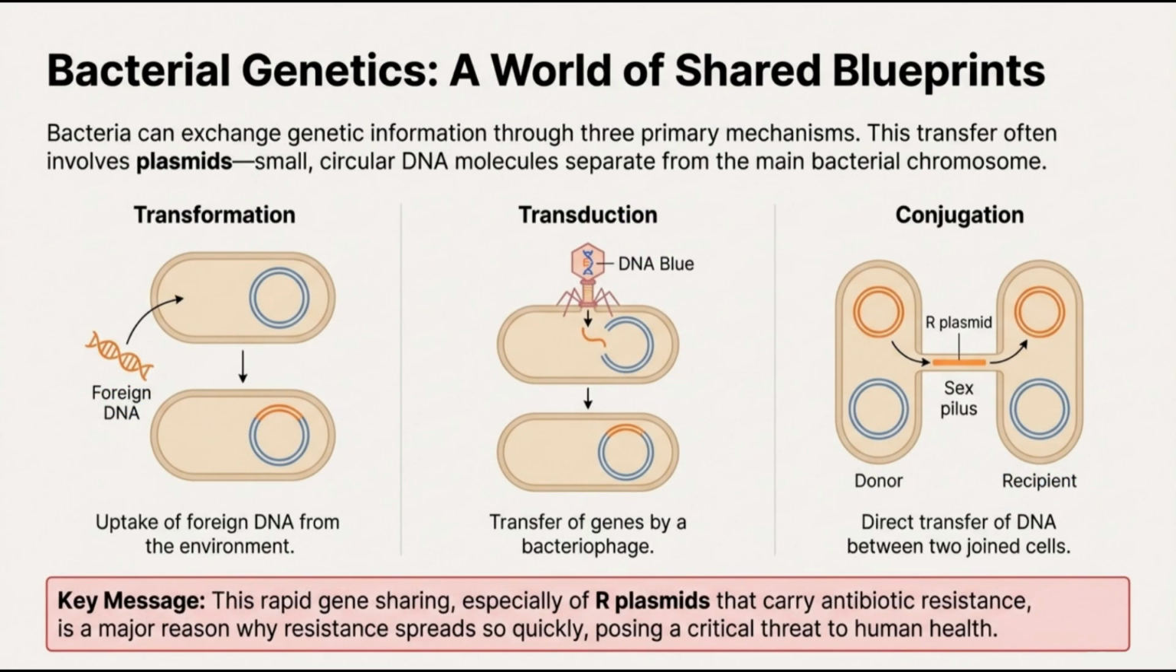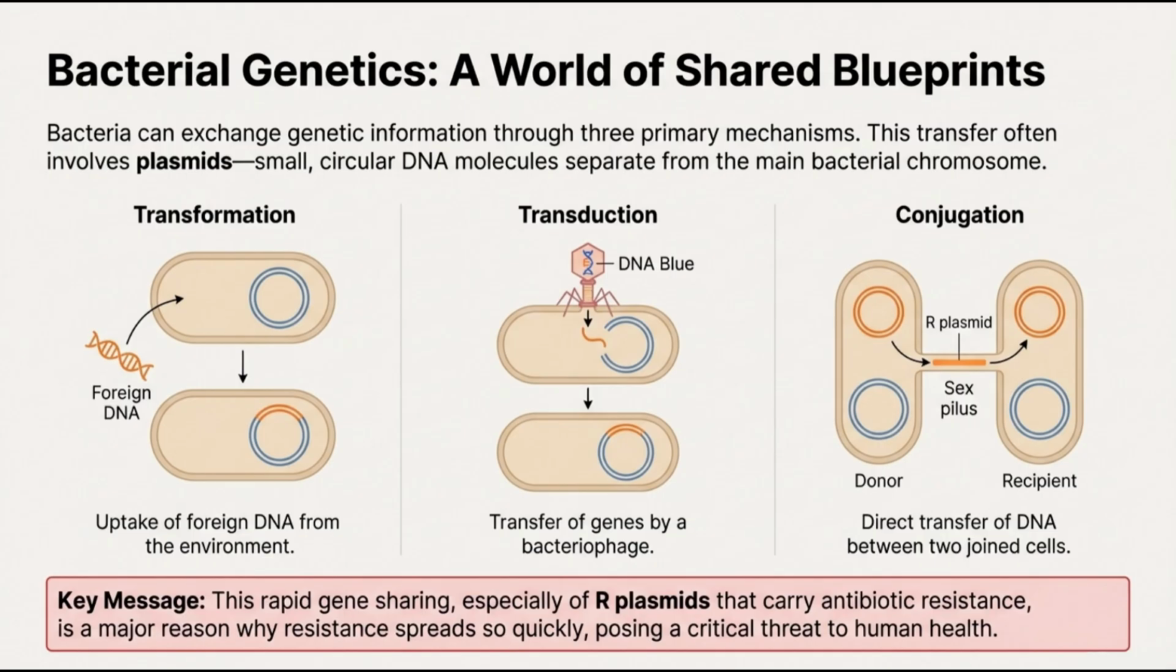Finally, let's look at bacteria one last time. They reproduce asexually, but they have incredible genetic diversity. How? They have three main ways of sharing genes horizontally. The first is transformation, which we saw with Griffith's experiment, just picking up naked DNA from the environment. The second is transduction. That's when a virus accidentally transfers bacterial genes from one cell to another. And the third is conjugation, which is kind of like bacterial mating. Two cells form a physical connection, and one transfers DNA to the other. And this transfer often involves plasmids, these small circular DNA molecules that are separate from the main chromosome.